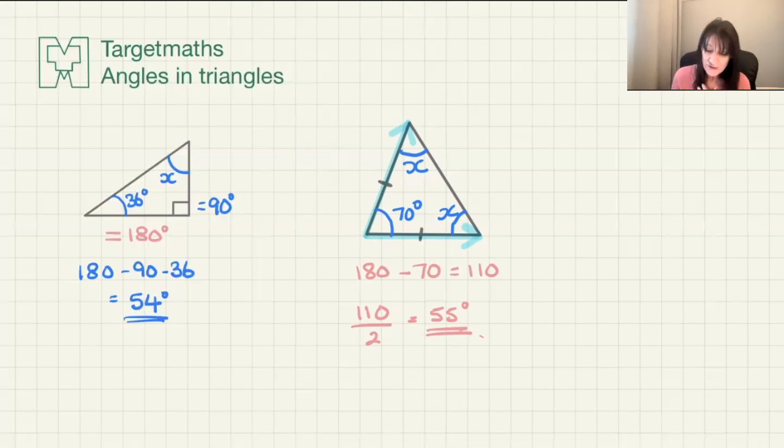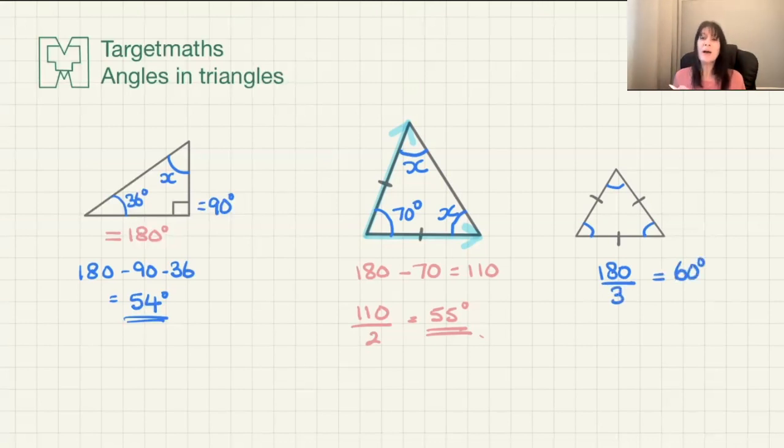Now, an equilateral triangle, which I'm not going to draw accurately, but I'm going to draw a triangle to represent it, we'll have all three sides crossed. And if all three sides are the same, then all three angles will also be the same. They have to add up to 180. So 180 divided equally between the three is going to give me 60 degrees.